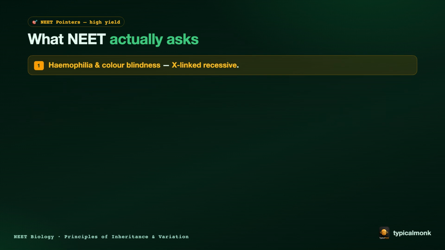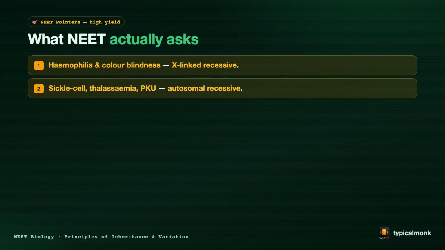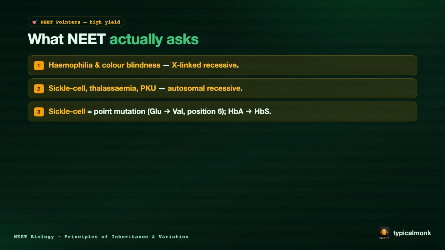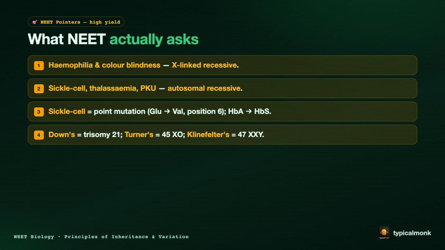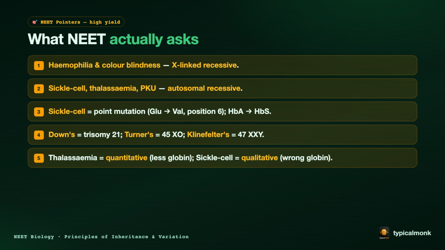Now, the high-yield pointers, the facts that NEET turns into questions. 1. Hemophilia and colorblindness, X-linked recessive. 2. Sickle cell, thalassemia, PKU, autosomal recessive. 3. Sickle cell means a point mutation. Glutamic acid to valine at position 6, HbA to HbS. 4. Down's means trisomy 21, Turner's means 45 XO, Klinefelter's means 47 XXY. 5. Thalassemia is quantitative. That is less globin. Sickle cell is qualitative. That is a wrong globin.